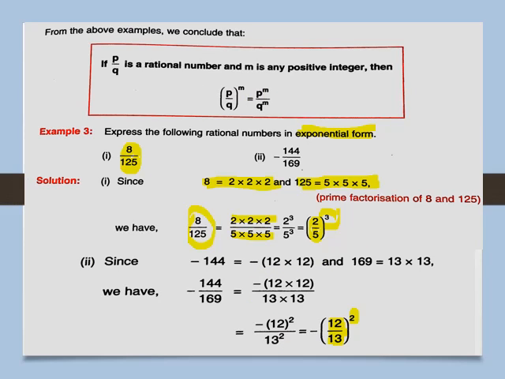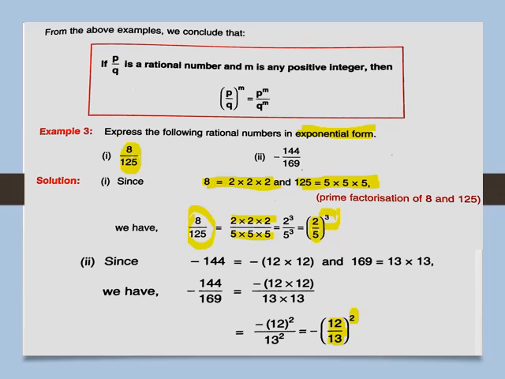So from the above example, we can conclude that if p upon q is a rational number and m is any positive integer, means it is a power. m is nothing but the power, that is called the exponent. So p upon q whole raised to m we will write as p raised to m upon q raised to m.